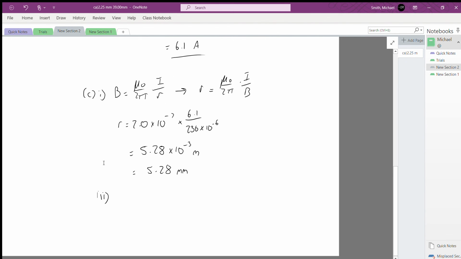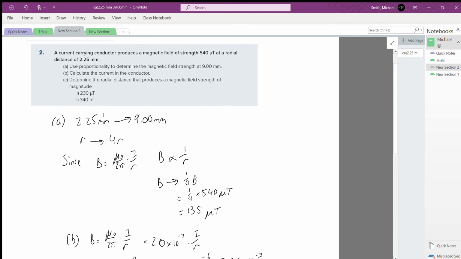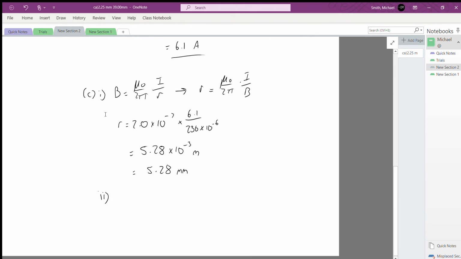strength value. Here we have B is 340 nanotesla. So it's the same rearrangement. R equals mu naught on 2 pi multiplied by I on B, which is 2 times 10 to the power of minus 7 multiplied by the 6.1, which we calculated before. But this time we have the 340 nano. Now nano is 10 to the power of minus 9 Tesla. Substitute to our calculator and we get 3.57 meters.